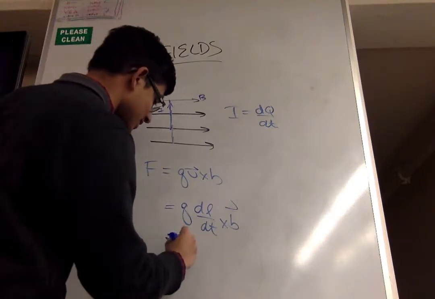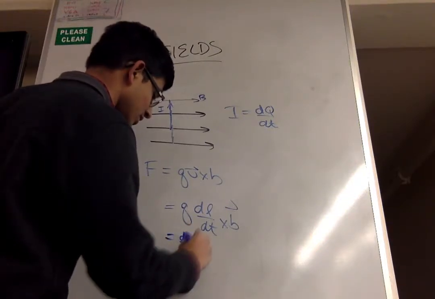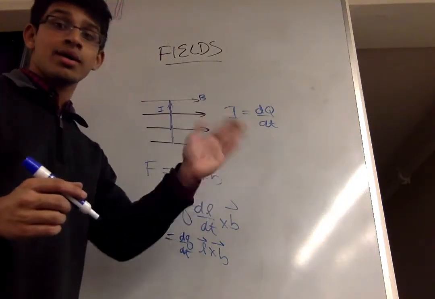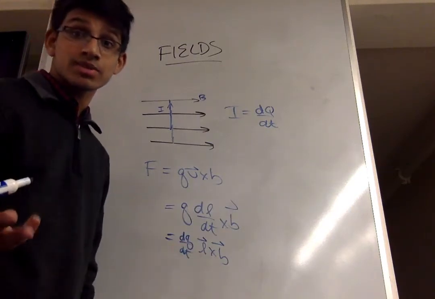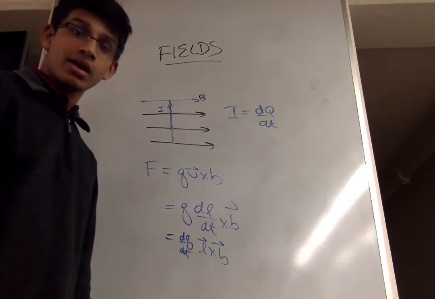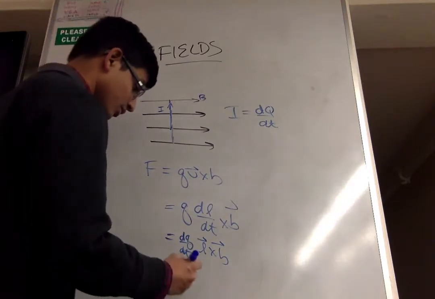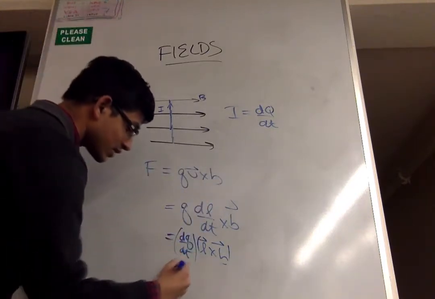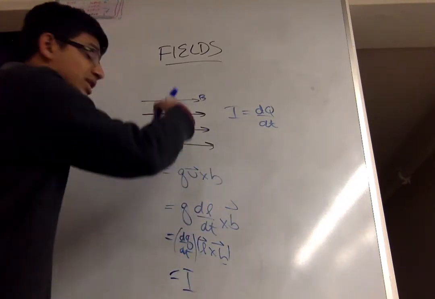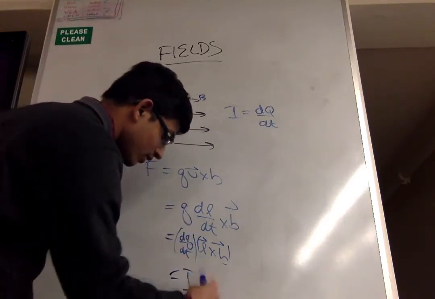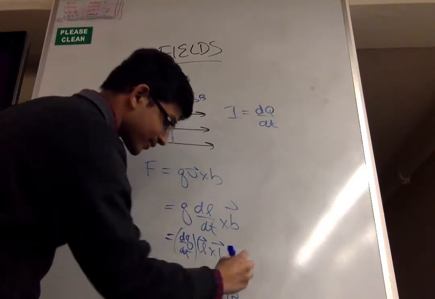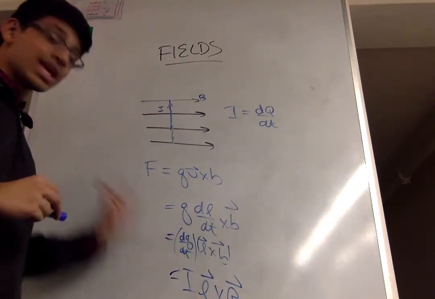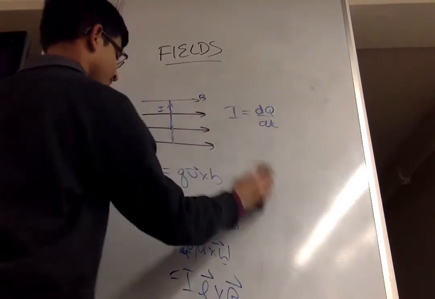Okay, but we also know dq/dt is I. So we can write this as dq/dt L cross B. And mind you, L is a vector because it's a displacement, position, whichever vector works best with your understanding. dq/dt is I. So this formula comes down to I, the current passing through the segment of wire, times length, cross the B field. That should be capital, by the way. So this is our second important formula that we need to know.